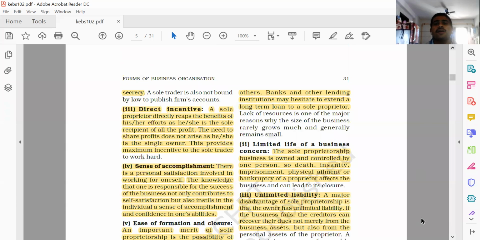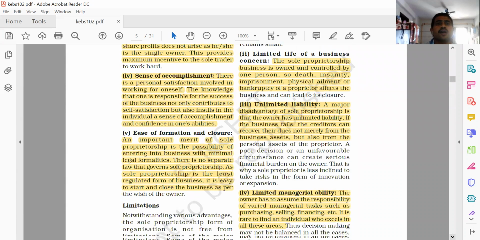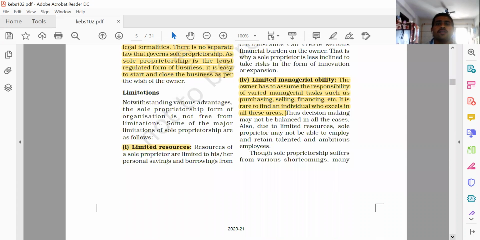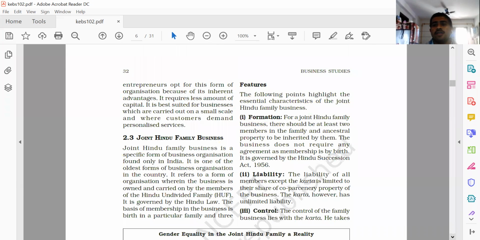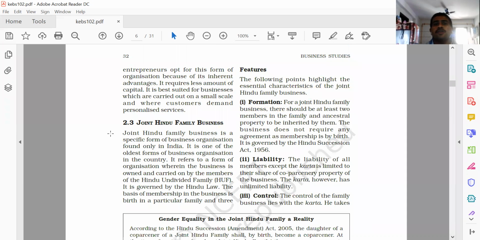तो फ्रेंड्स, लिमिटेशन में हमने पढ़ा लिमिटेड रिसोर्सेज, राइट। नंबर 2 हमने पढ़ा लिमिटेड लाइफ ऑफ अ बिजनेस, अनलिमिटेड लायबिलिटी, लिमिटेड मैनेजरियल एबिलिटी, राइट। तो ये टॉपिक हमने देखा। Now comes Hindu undivided family. हिंदू अनडिवाइडेड फैमिली जो बिजनेस होता है, it is mainly seen in Nepal and India, and it is by the inheritance, पीढ़ी दर पीढ़ी, जैसे कि टाटा, बिरला, रिलायंस, ऐसे को हम कहते हैं हिंदू अनडिवाइडेड, राइट। लेकिन it's a company हो चुका है, लेकिन जो छोटे फॉर्म में चलता है उसे हम क्या कहते हैं?